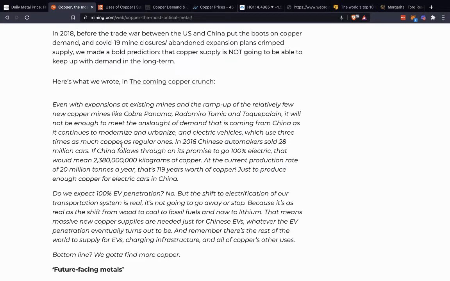So the point here is in 2018, the trade war between the U.S. and China put the boots on copper demand. Then the COVID-19 mine closures and abandoned expansion plans crimped supply. We made a bold prediction that copper supply is not going to be able to keep up with the demand in the long term. So you have to keep this in mind, guys. Copper has a steady demand, right? Copper is being used in houses everywhere.